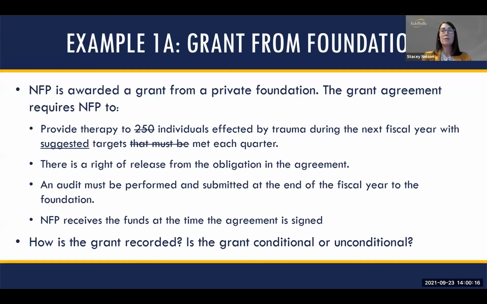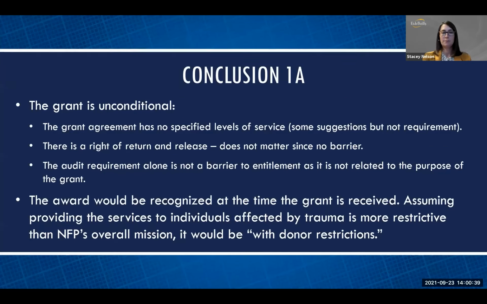If we take those same fact patterns, but twist them just a little bit, instead, let's say we have to provide therapy to individuals affected by trauma during the next fiscal year with suggested targets met each quarter. There's still the right of release and still the audit requirement, and we're receiving the funds at the time the agreement is signed. So how would that affect our answer?